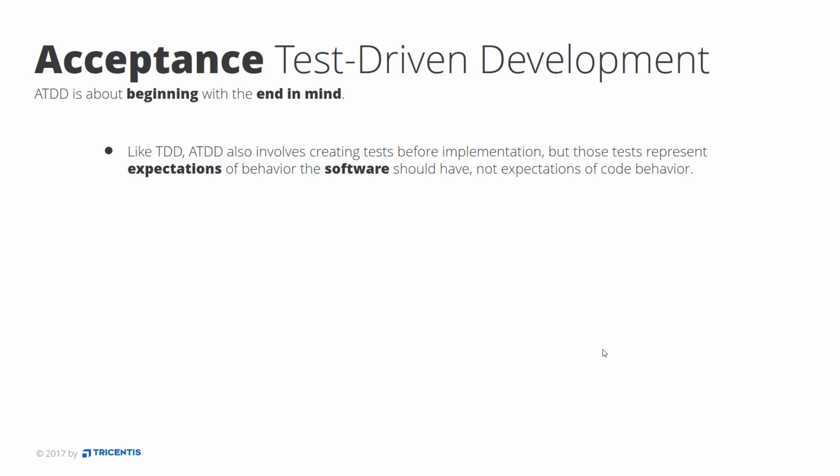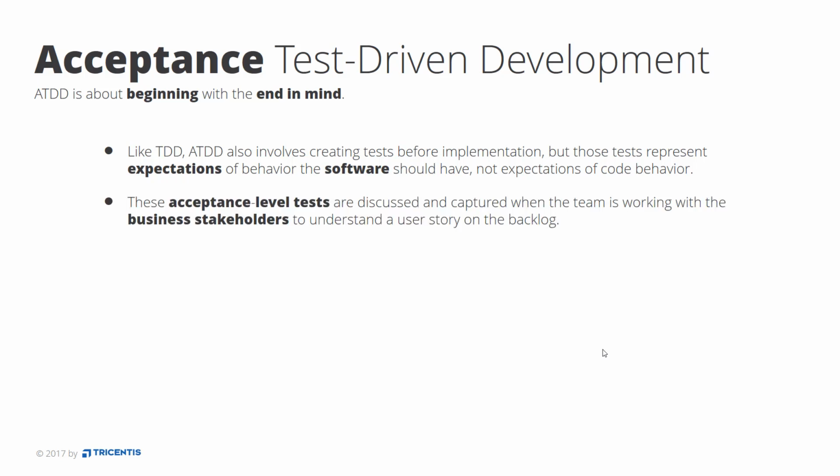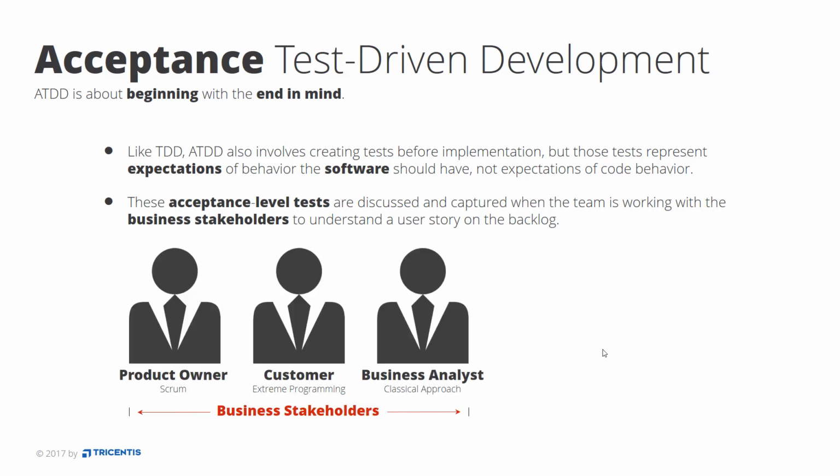And this means that we are moving the test creation before the implementation, and these tests represent expectations of behavior the software should have. And it's not code behavior, it's really business behavior. So the acceptance level tests are discussed and captured when the team is working with the business stakeholders to understand a user story on the backlog.